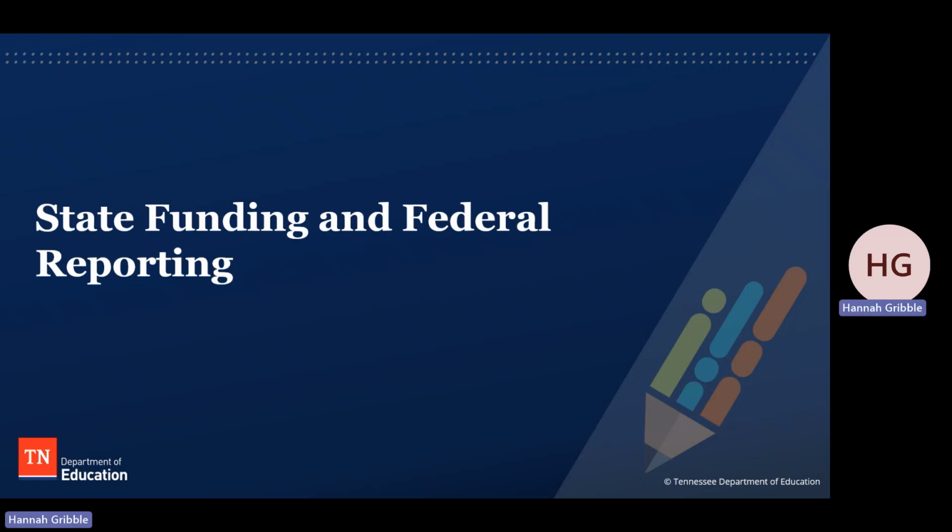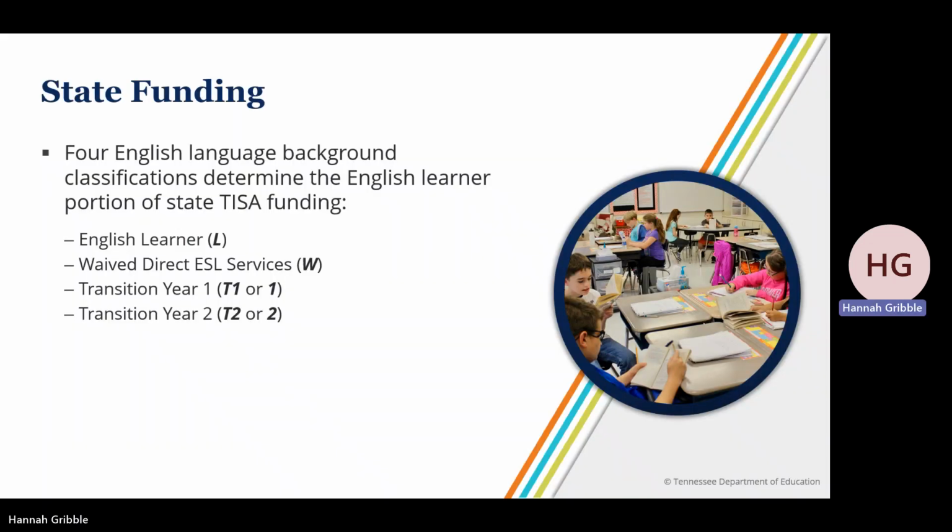Now let's look at state funding and federal reporting. Four English language background classifications determine the English learner portion of state TISA funding. English learner, or L, waived direct ESL services, or W, transition year 1, or T1 or 1, transition year 2, or T2 or 2.